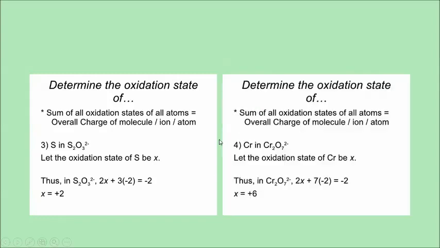The last one we will see is the dichromate ion, the chromium's oxidation state. 2x plus 7 times -2 is equal to -2. We get the X value as +6. That means chromium is in the +6 oxidation state in this dichromate ion. Like this, we can find the oxidation states for any atom in any compound using this method.